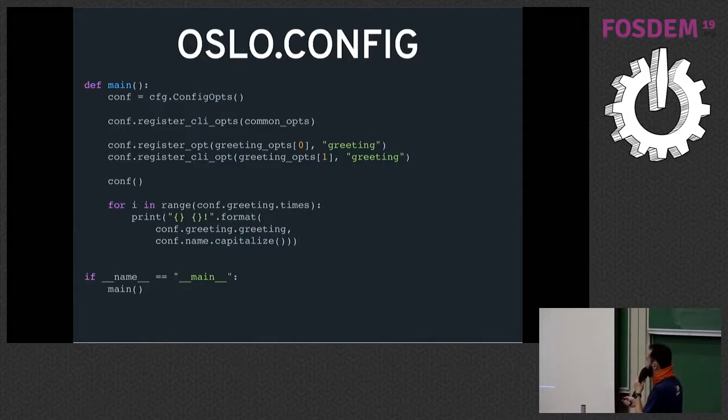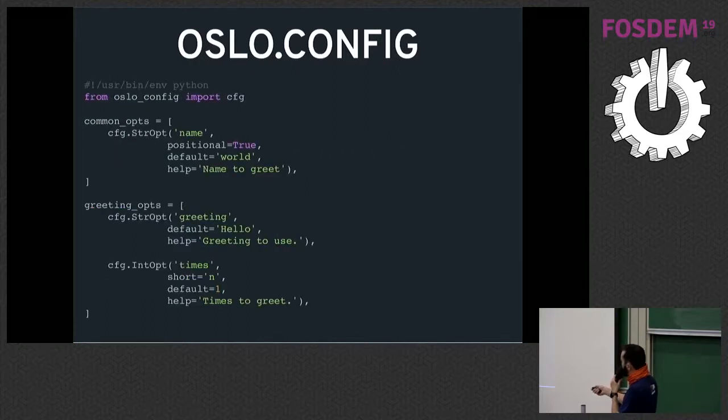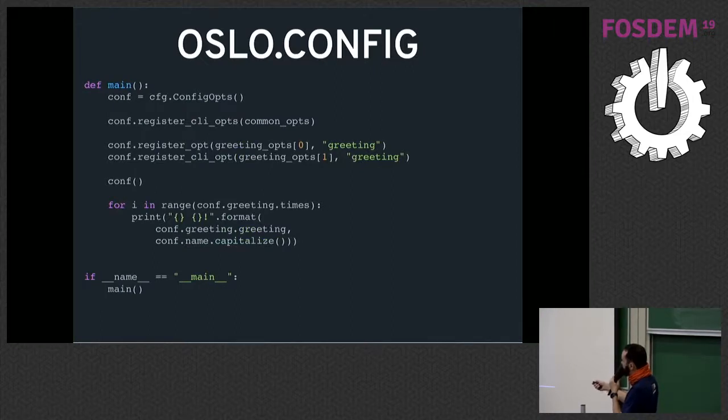In my main function, I create my config object. And then here, I can also have some kind of control. I'm registering as CLI options my common opts, which is the name to be greeted. Here I'm registering the greeting options, which were the greeting and then the times. Here I'm registering them differently, but I could just pass the whole list with register_opts with an s at the end, like here. The difference is that this one I'm exposing to the command line, and this one can only be fed by either environment variables or the configuration file. So this one will not be exposed as a command line option.